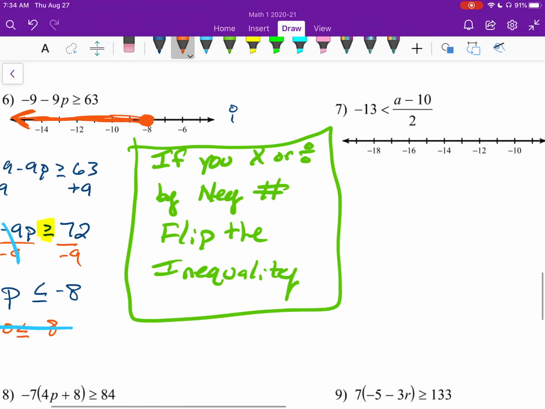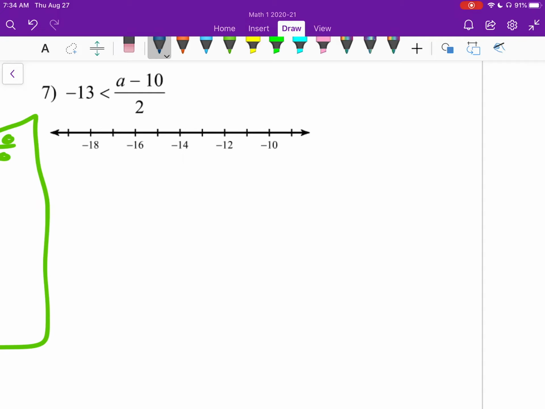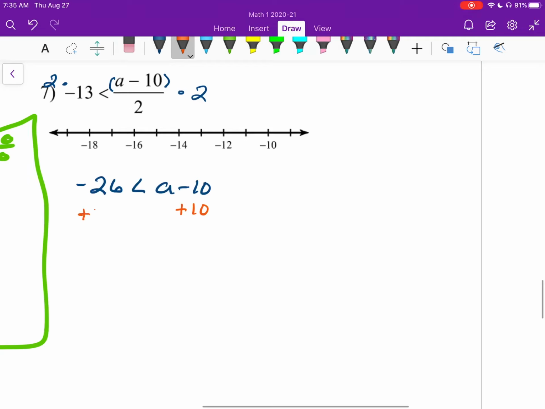Okie dokie. Number 7. Now, whenever you have a complex fraction or a big fraction like this, sometimes it's helpful to put parentheses around it just to remind you what you're doing. So I'm going to multiply by 2 on both sides so that I can get rid of those parentheses. And I'm going to have negative 26 is less than a minus 10. I'm going to add 10 to both sides. And I get negative 16 is less than a.